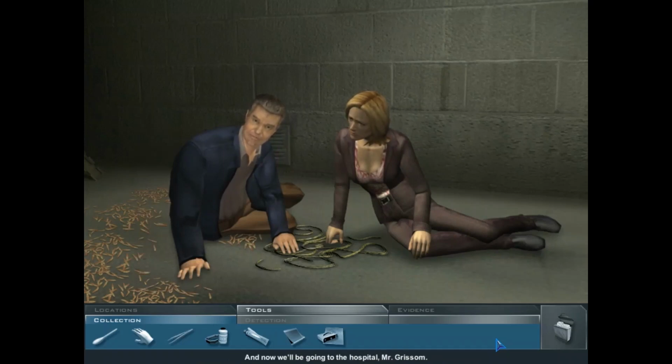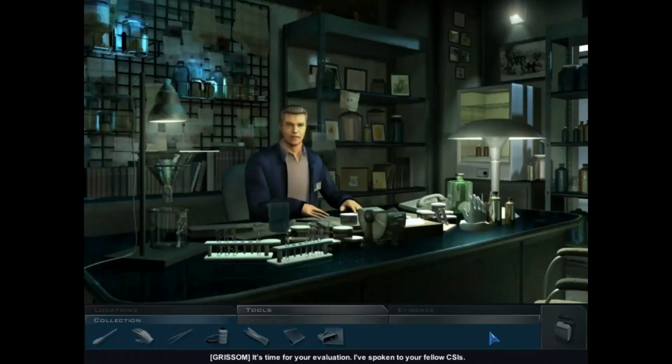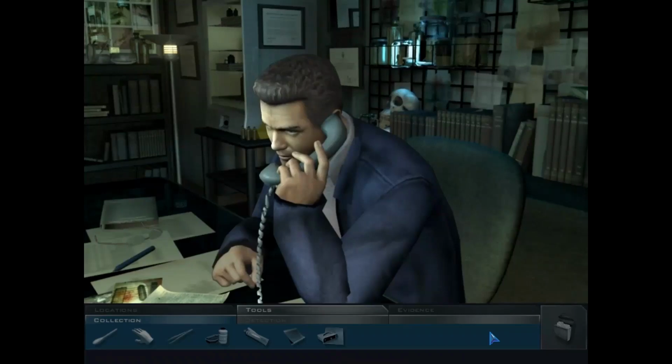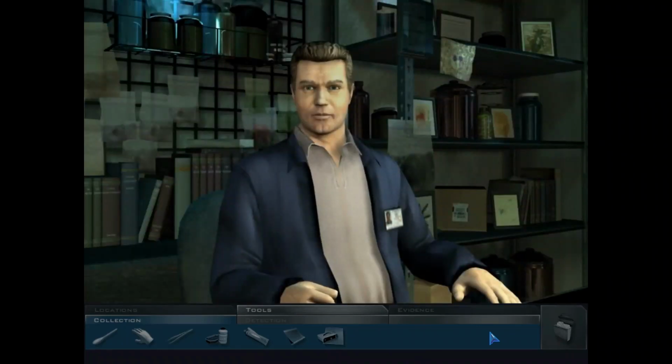And now we'll be going to the hospital, Mr. Grissom. We're gonna check you out like the walking crime scene you are. It's time for your evaluation. I've spoken to your fellow CSIs. Sarah, Nick, Warwick, Catherine all give you high marks. Greg and Doc Robbins are also impressed. Devin Rogers is a free man now, cleared of any involvement in the Kylie Yardstrom killing. As for me, well, let's say I'm glad you were on the Callisto case. Yes, Jim. Yes. Really? I'll be right there. It never ends.